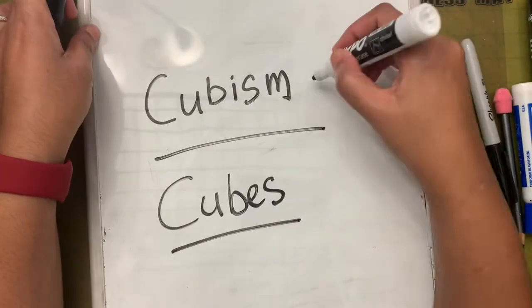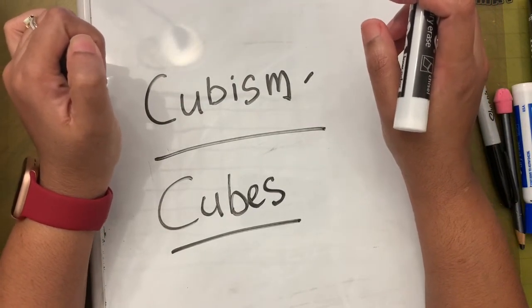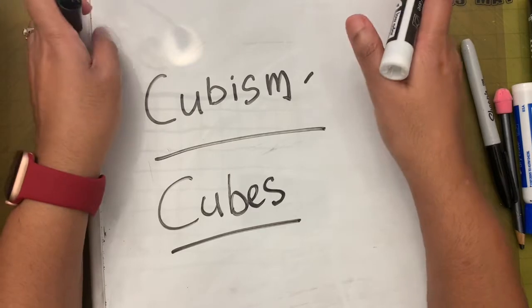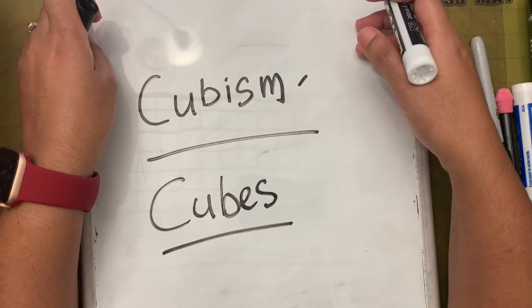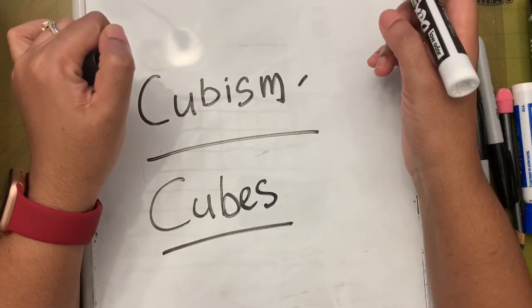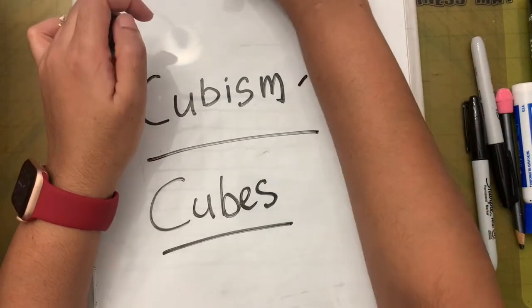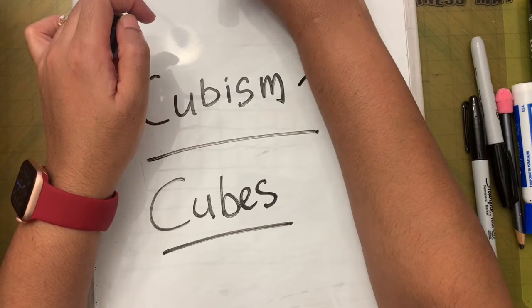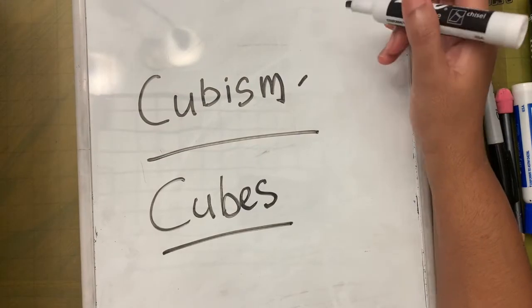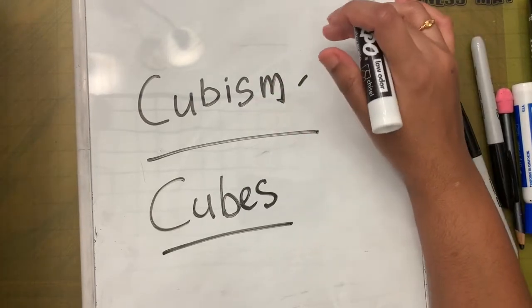So cubism was a style from the early 20th century. Two artists came up with an idea called the cubism style. Their names are Pablo Picasso and Georges Braque. Let me see how you say the name Georges Braque. So Georges Braque and Pablo Picasso came up with this style called cubism.